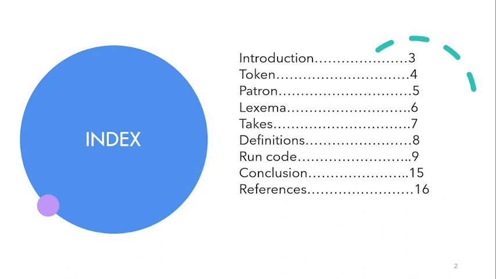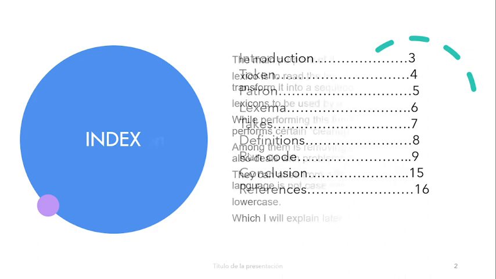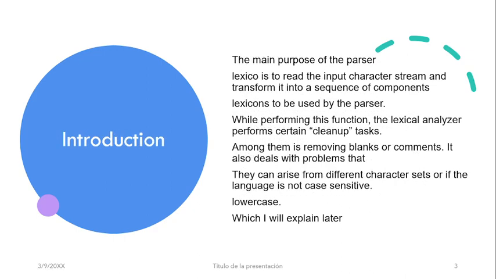We'll start with the introduction, with the definition of token, patterns, lexicon, and others. Then we'll see the code, and finish with the conclusion and references. The introduction.